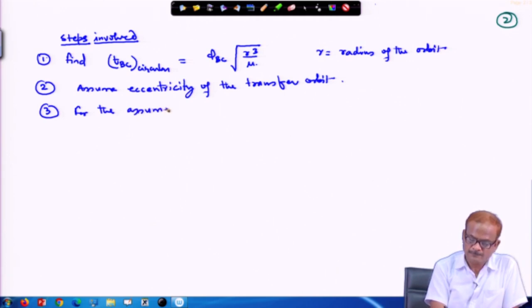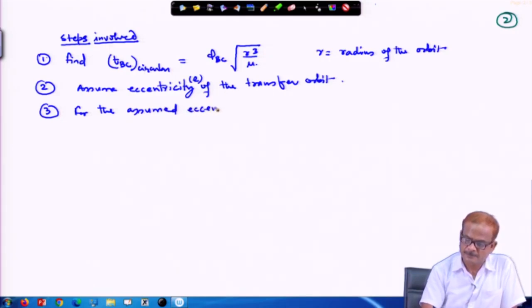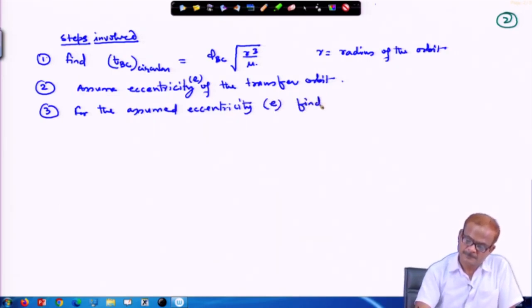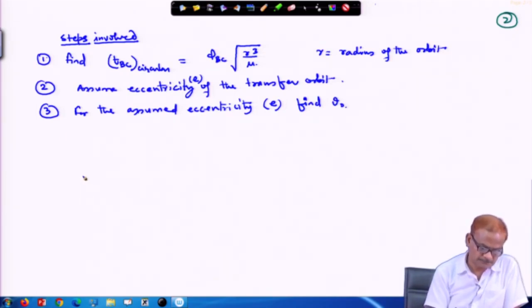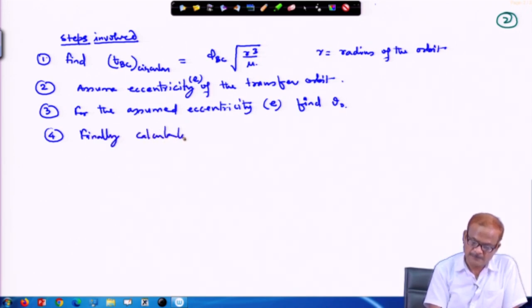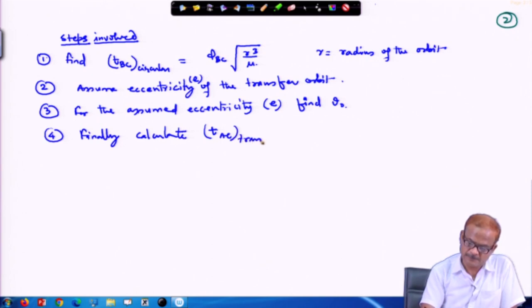For the assumed eccentricity E, what is required is that we need to know theta 0, find theta 0. Then finally, calculate the time involved T A to C in the transfer orbit.